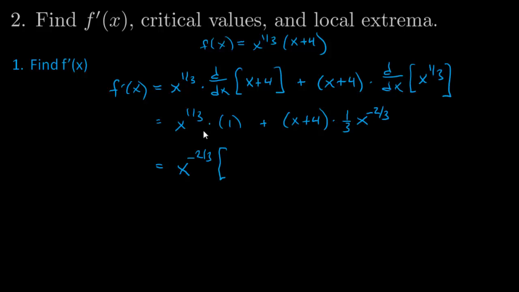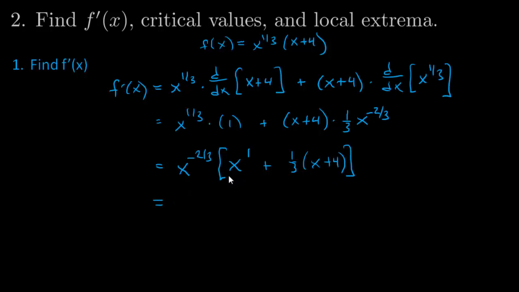Alright, when I pull an x to the -2/3 out from this, you get x to some power, and you have to be careful. What would this exponent have to be so that when you multiply this back in, you get 1/3? It's going to be 1, because when you multiply these two back in, you add the exponents, and you get 1/3. Plus, the x plus 4 and the 1/3 are still there.